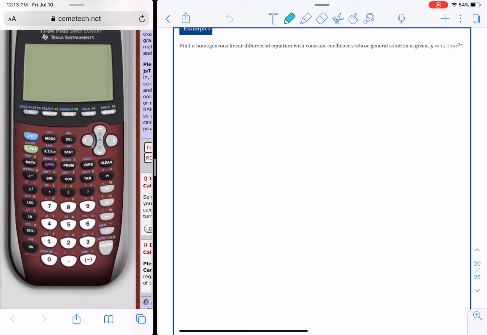So here is an interesting problem where we have a solution and we want to find the differential equation. The problem is quite straightforward the moment we understand the process of finding the solution. So what we have is y equals c1 plus c2 e raised to x. There are only two terms here.